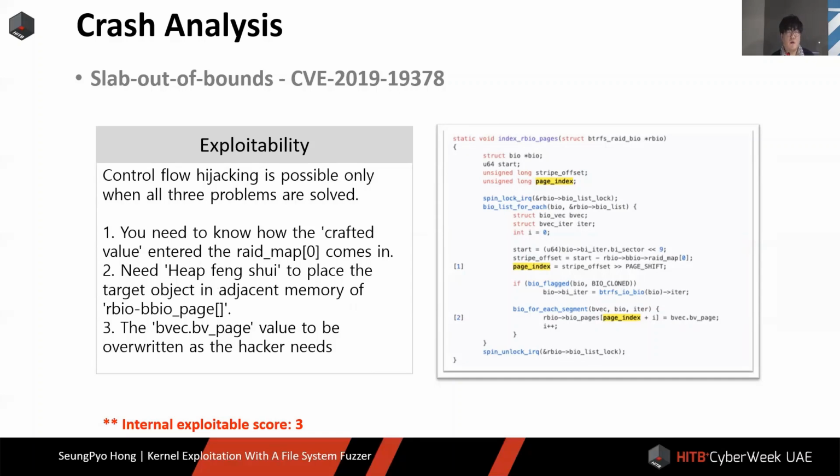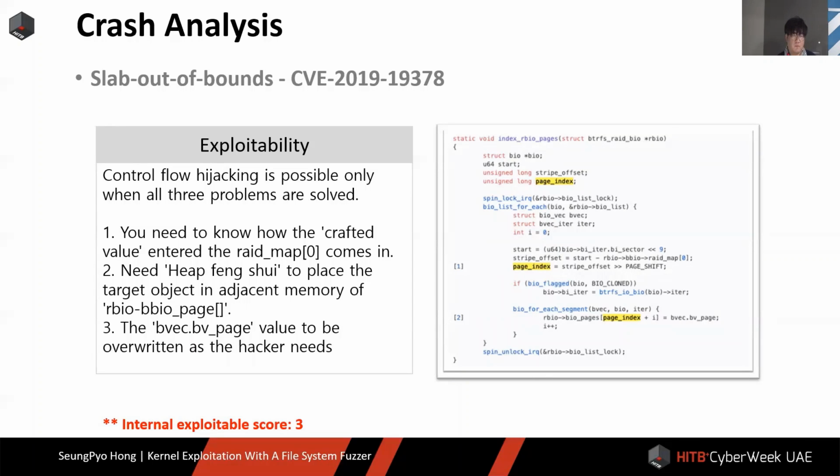There are three issues that must be overcome to exploit this vulnerability. First, the value of RAID map 0 is the starting value of the aligned stripe, and we need to know how this value comes in. Second, we need to do heap feng shui to place the desired object in the adjacent memory of the bio pages. Finally, we need to change the bvec.bv_page value to be overwritten to the value we want.